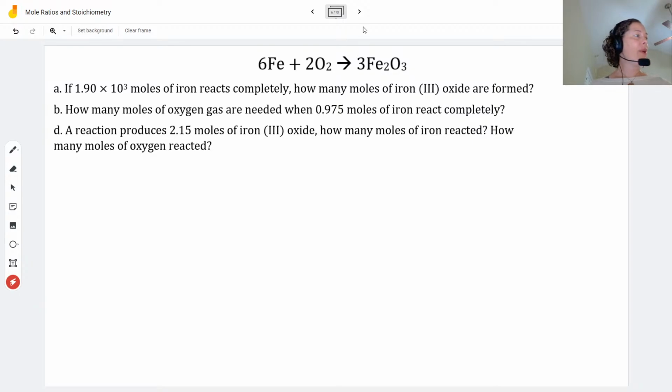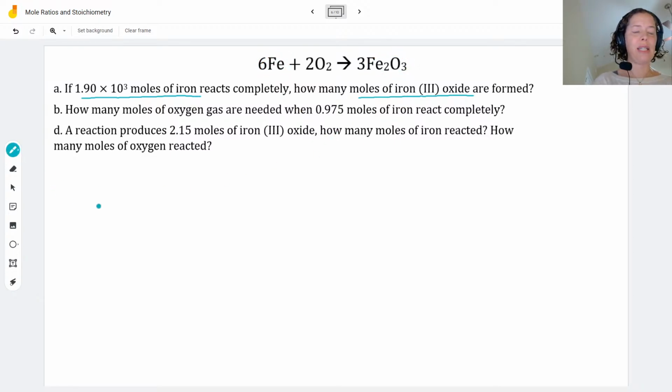All right, so now we have a different, again, balanced chemical equation. And so we've got a different mole ratio for all of these reactants. But our method stays the same even though our numbers are going to change a lot. So part A is: if 1.90 times 10 to the third moles of iron reacts completely, how many moles of iron 3 oxide are formed? So in this case, I'm going to compare moles of iron with moles of iron oxide.